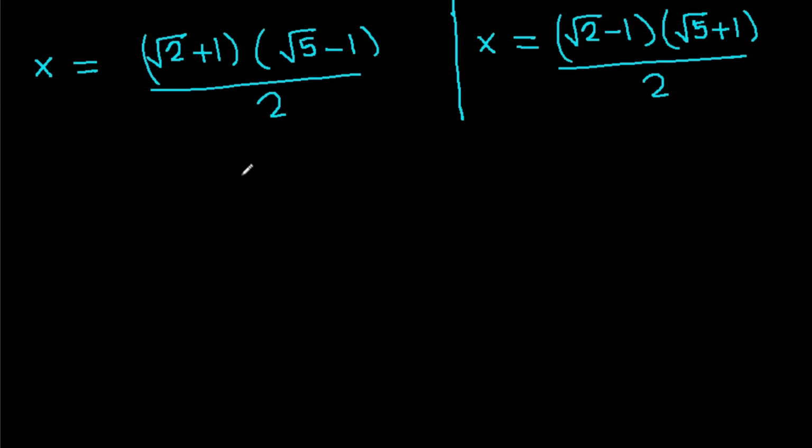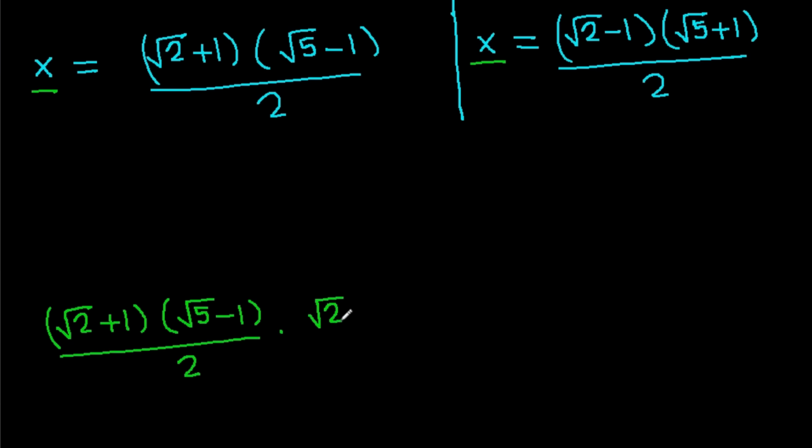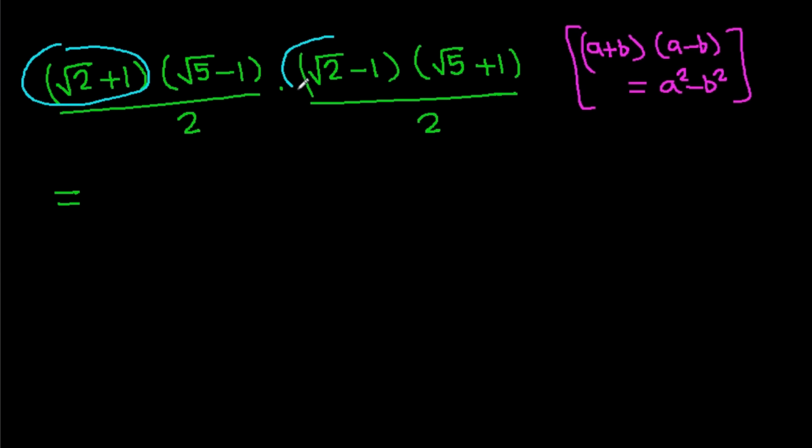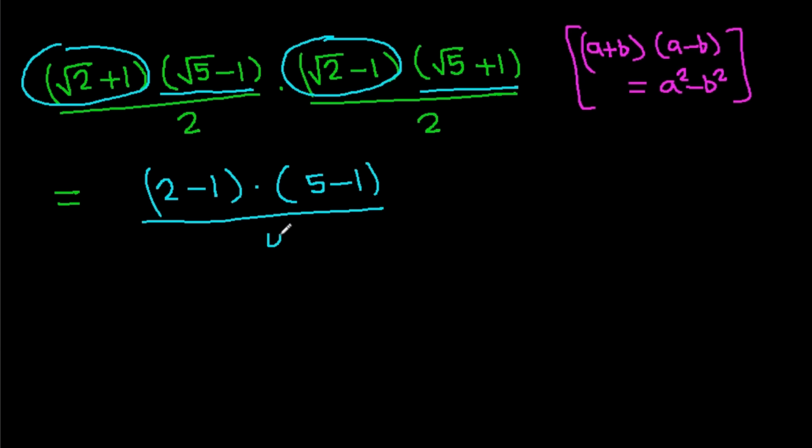And if we multiply these two values of x, then (√2 + 1) times (√5 − 1) by 2 times (√2 − 1) times (√5 + 1) by 2, then it will be equal to, we know that (a + b) times (a − b) is a² − b². So this times this, it will be 2 minus 1, and this times this, it will be 5 minus 1, by 2 times 2 is 4, and it is 1 times 4 by 4, that is 1.